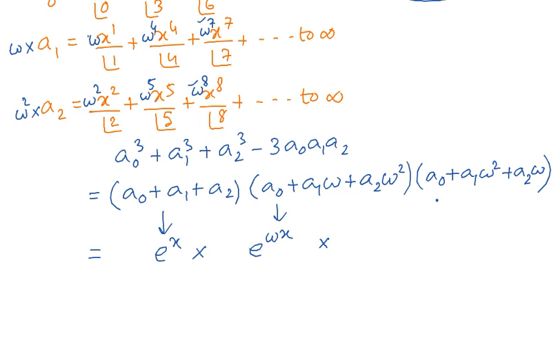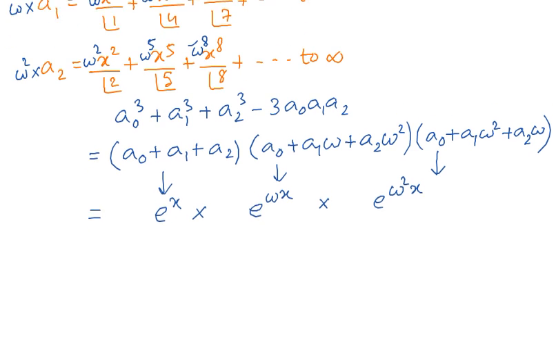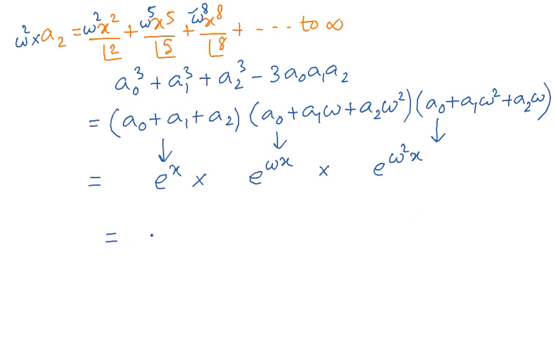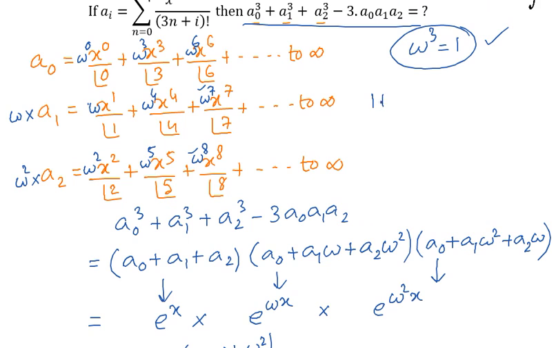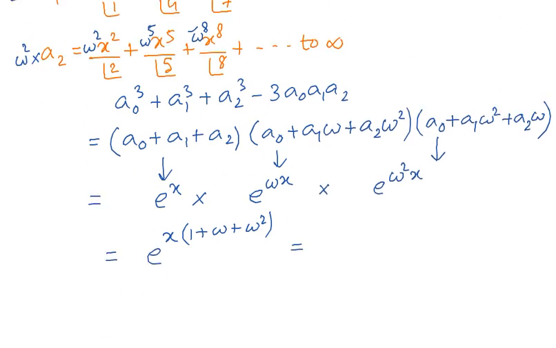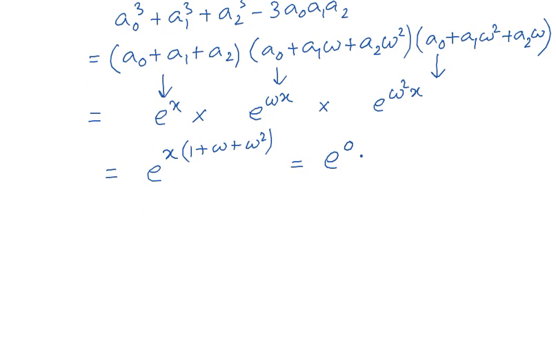And you can easily see that the third factor will come out to be e to the power omega square x using the same pattern. So ultimately the final product will come out to be e to the power x into (1 plus omega plus omega square). And as we know that omega is an imaginary cube root of unity, the sum of the three cube roots of unity is 0. So this will come out to be e to the power 0. So the final answer is going to be 1.